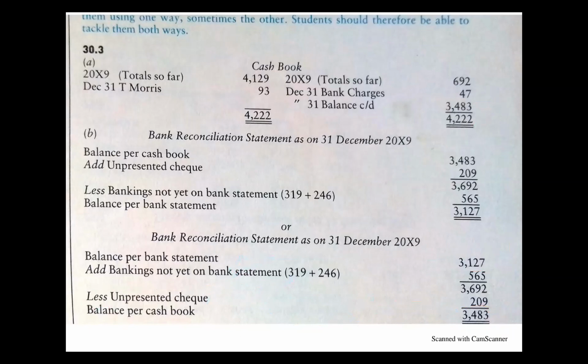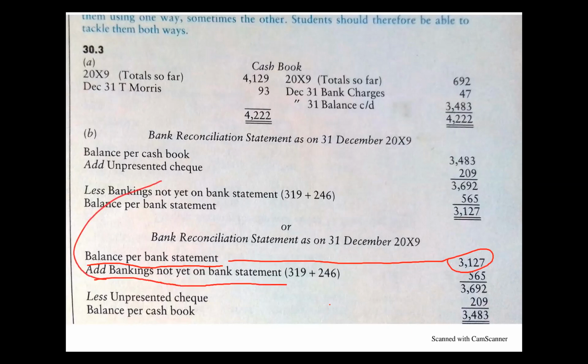Sorry for that. I'm saying, if you decide to start with the balance on the bank statement, you will record the balance on the bank statement, that ending balance. The balance carried down on the bank statement, that closing balance. Then you will add the uncredited checks. These bankings are not yet on the bank statements. They are uncredited checks.